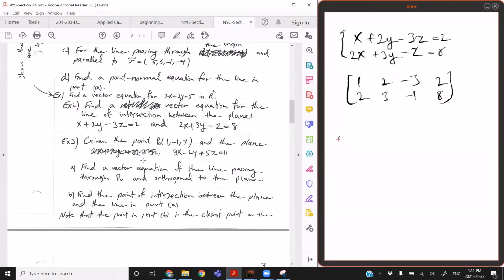I need to do R2 minus 2R1: 1, 2, negative 3, 2; negative 2 times this added to this gives 0, negative 2 times this, negative 4 added to this, negative 1; negative 2 times this, 6 added to this, 5; negative 2 times this, negative 4 added to this, 4. So I can now write the system. Maybe also do minus R2 to bring it to the row echelon form.